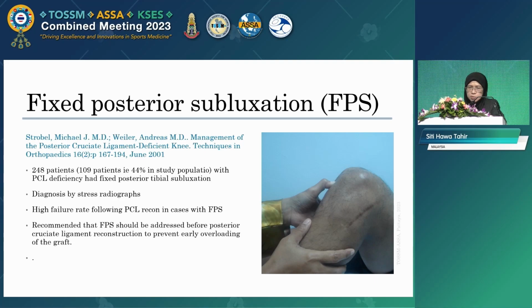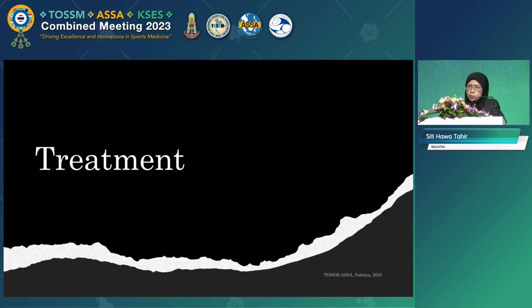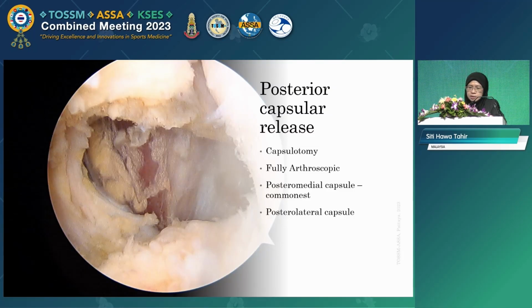His measurement was based on anterior and posterior stress radiographs. He reported that a high failure rate was found following PCL reconstruction in such cases, and they recommended that this should be addressed before posterior cruciate ligament reconstruction to prevent overloading of the graft. So how do we treat such a condition?